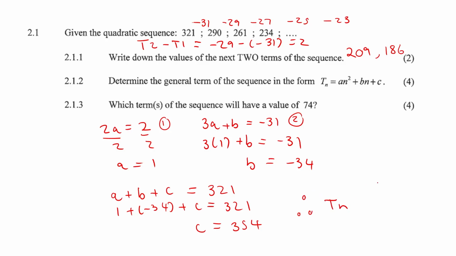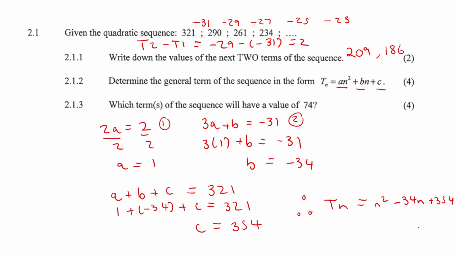Therefore, Tn is equal to an squared plus bn plus c. We've calculated our a value, our b value, and our c value. All we need to do is fill it in now. So our a value is going to be 1. So we don't need to write 1n squared. We can simply write n squared minus 34n plus 354. Okay, and that is our answer for 2.1.2.